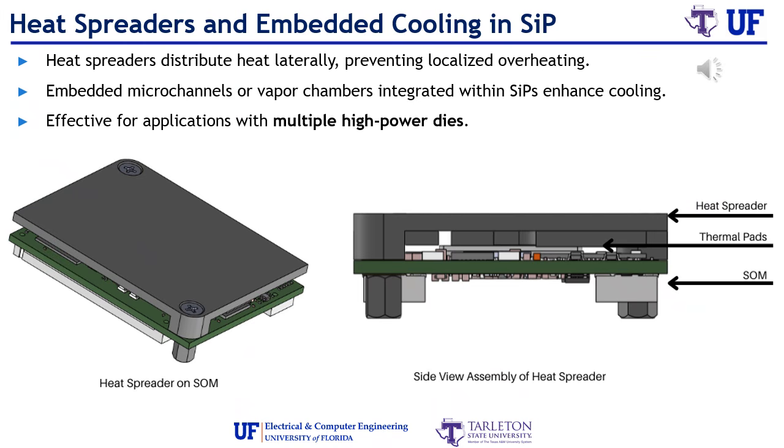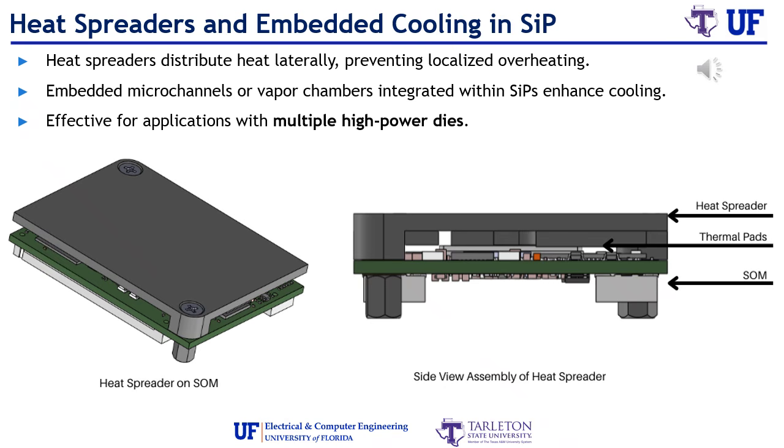Once heat reaches the package exterior, it must be spread and dissipated effectively. Heat spreaders, often copper, aluminum, or composites, sit on top of the package and distribute heat over a larger area so that heat sinks and fans can work effectively. In multi-die SiPs, spreaders help reduce temperature differences between high power and low power chips.